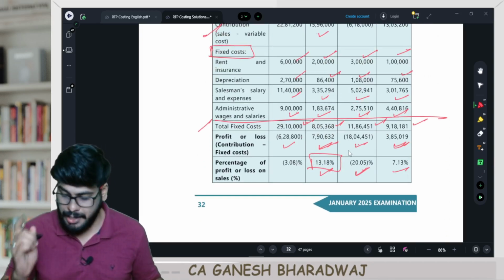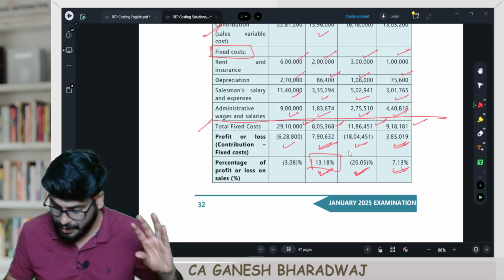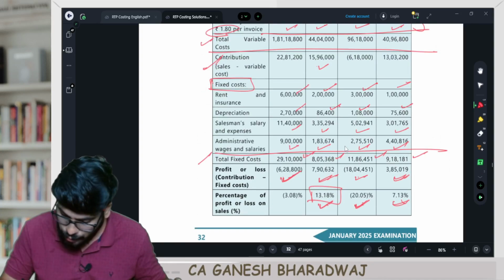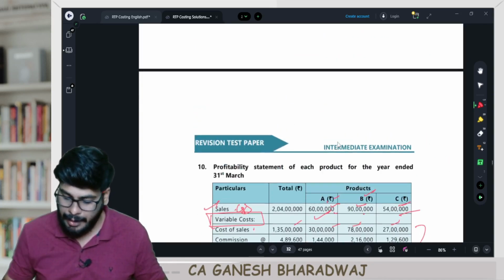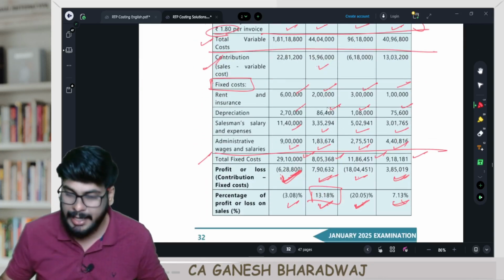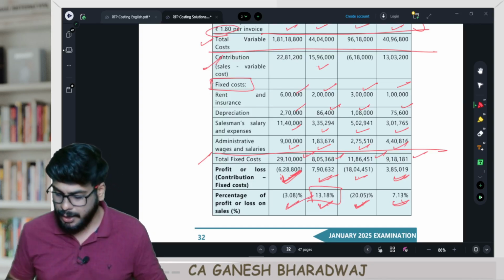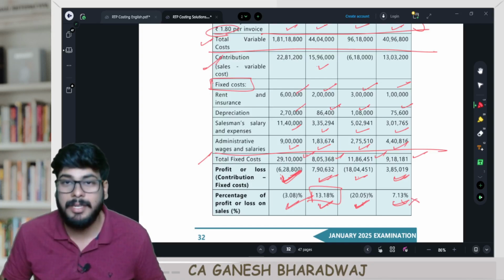Now here, mind you, you can't add these three figures. Rather, I would suggest that better always you do this. You take this 6,28,800 and divide by 2 crores and 4 lakhs. You get this as a negative 3.08 percentage. Are you clear with this? So now if you see, the problem is not with product C, whereas the problem is with product B.